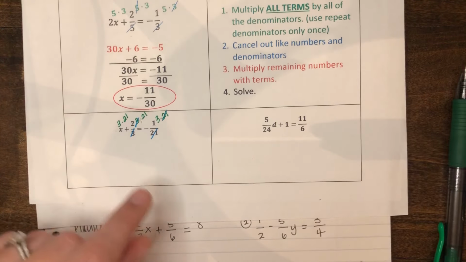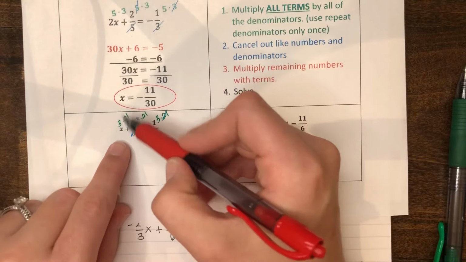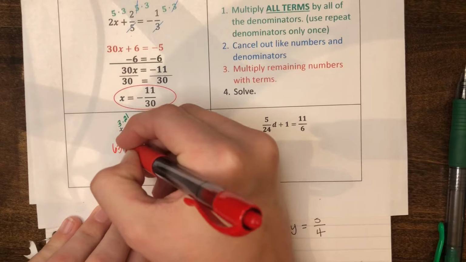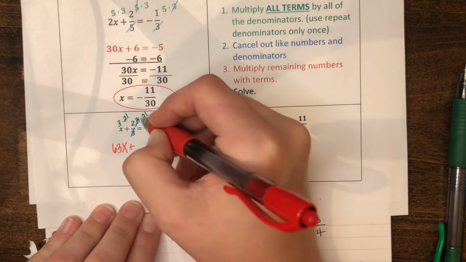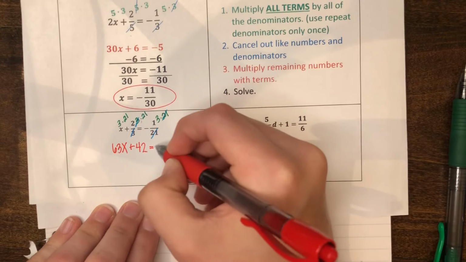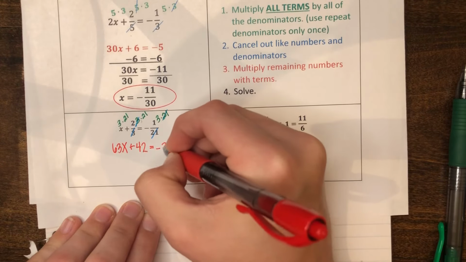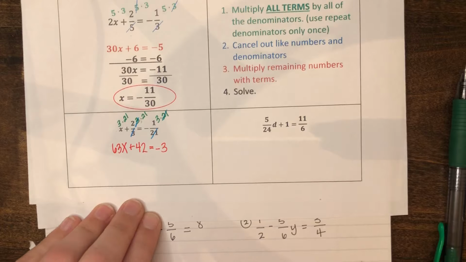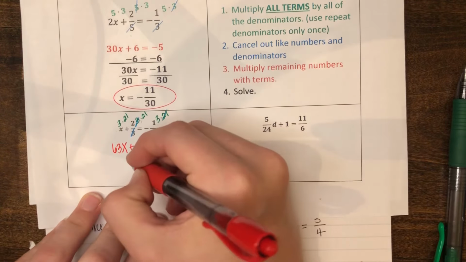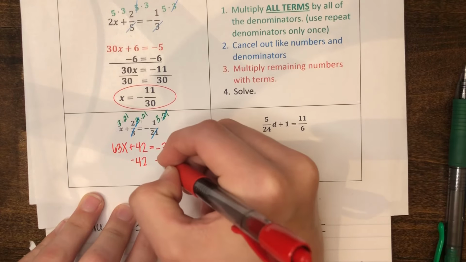All right, now we are going to multiply what is left. So we have 3 times 21 times x. So that is 63x plus 2 times 21, which is 42. And that is equal to negative 1 times 3, which is negative 3. All right, from here, we just solve the equation like normal. I'm going to try to get x by itself. So I'm going to subtract 42 from both sides.